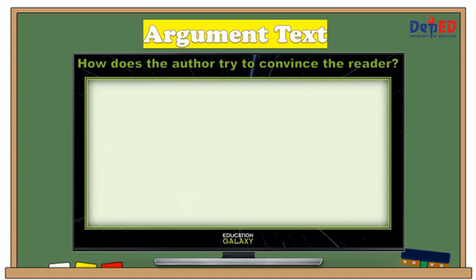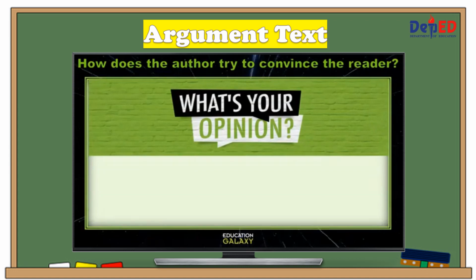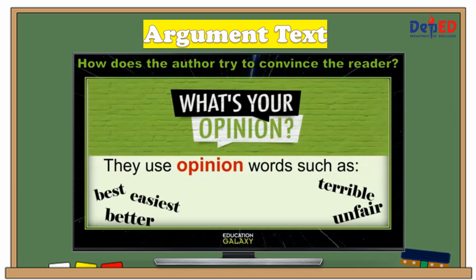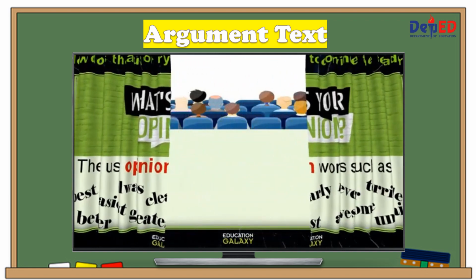So, how does the author try to convince the reader? They use those opinion words. Here are some more examples: best, unfair, better, terrible, easiest, awesome, always, never, greatest, and clearly. Have you ever used any of those opinion words when you're arguing with your brother or sister, or maybe even your parents? I bet you probably have.